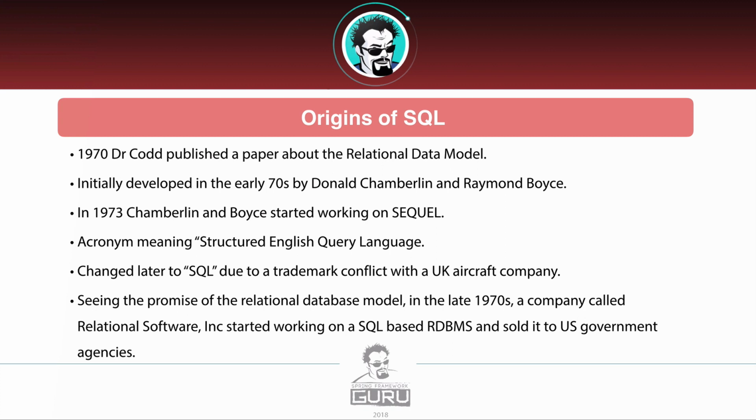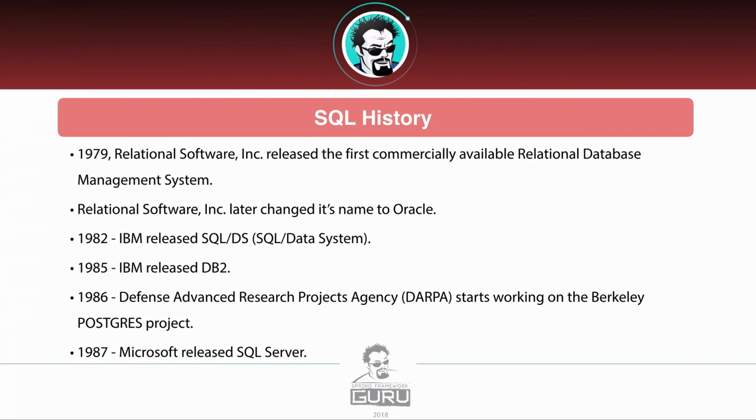Now, this body of work that they were doing on SQL started creating a buzz in the industry. A company saw the promise of the relational database model in the late 1970s. This company was called Relational Software, Inc., and they started working on a SQL-based relational database management system, and they actually sold it to several government agencies. Now, in 1979, Relational Software released its first commercially available relational database management system. And this company later changed its name to Oracle, and you may have heard of Oracle. If you're in technology, I bet you might have.